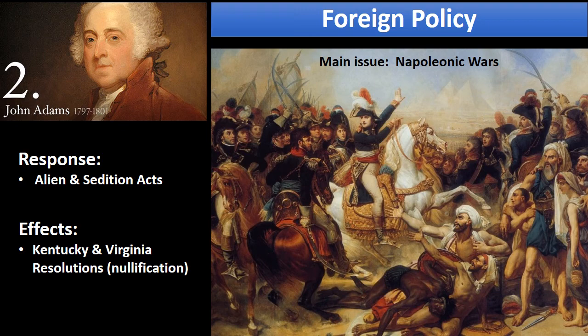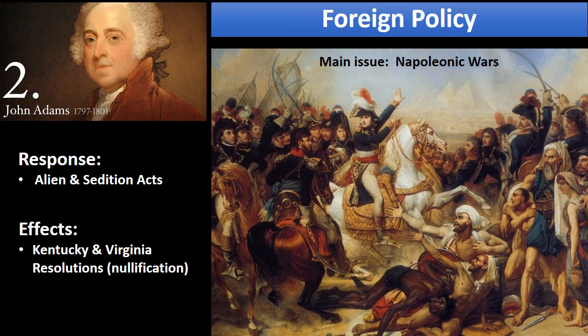The Alien and Sedition Acts were passed during this period. It authorized the president to deport aliens considered dangerous and to detain enemy aliens in time of war. The Sedition Act made it illegal for newspaper editors to criticize the president or Congress and imposed fines or imprisonment for editors who violated the law.